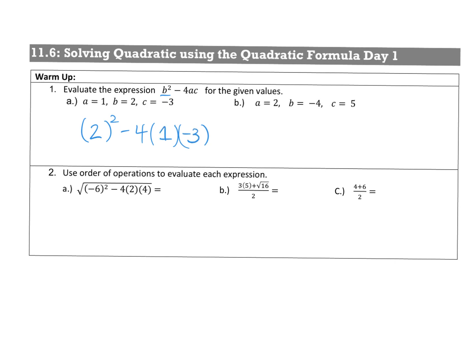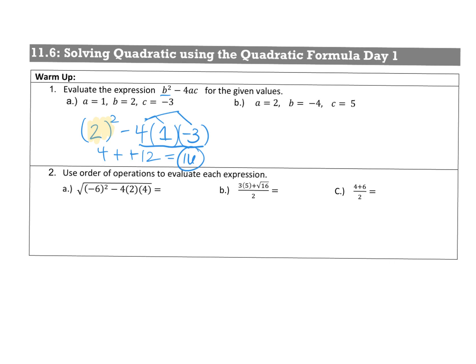Now I need to follow the order of operations to solve this. Okay, so I'm going to do 2 squared. Exponents always come first, which is 4. And then minus, I'm going to times all these. So 4 times 1 is 4, times -3 is -12. So I get 4 minus -12. I'll add the opposite, and I end up with 16 for my solution there.